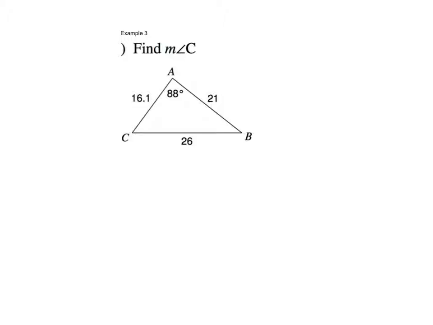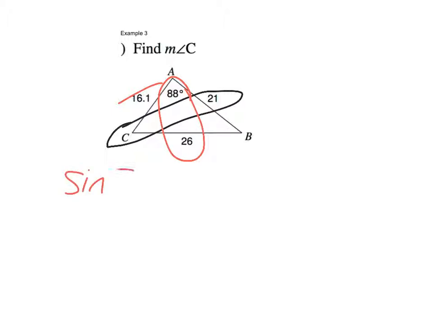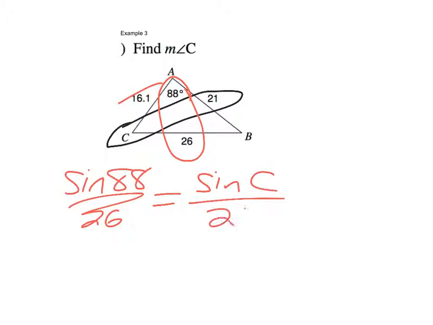All right, this time we want the angle. So I want to know C. So I'm going to use these two and these two. I'm not going to use 16.1 because I don't have B. So I have sine 88 over 26 equals sine of C over 21. And I'm just going to multiply both sides by 21. So I have 21 sine 88 over 26.